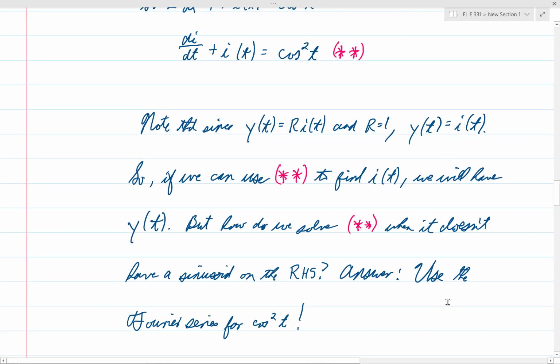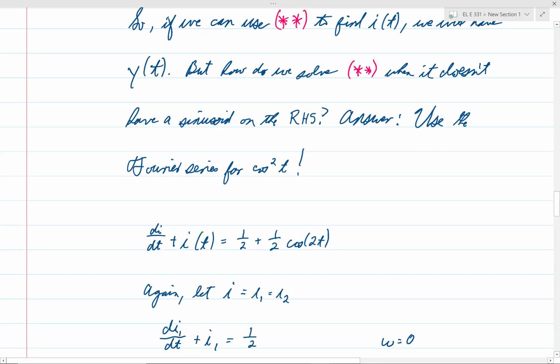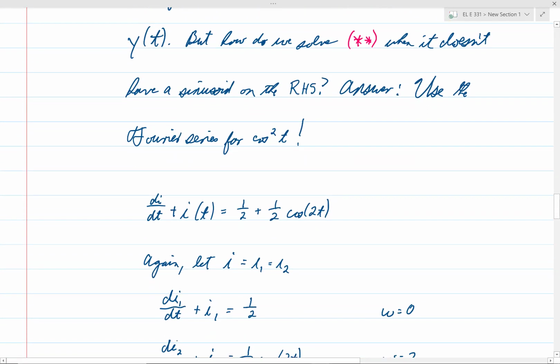What do we do? We use the Fourier series for cosine squared t, because then we will get cosine squared t represented in terms of sinusoids of different frequencies, and then we can use phasor analysis separately on the different frequencies, put together all of our partial results, and get the final result. So that's exactly what we're going to do here. We have learned already that the Fourier series for cosine squared t is 1/2 plus 1/2 cosine 2t.